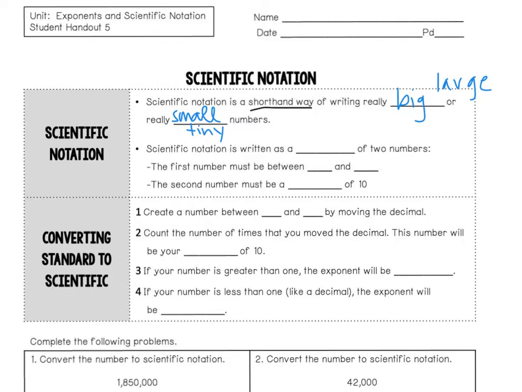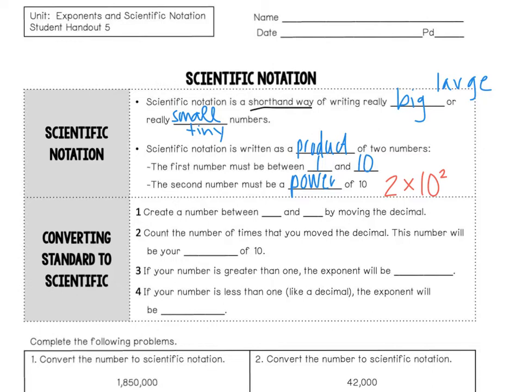Scientific notation is written as a product of two numbers. The first number must be between 1 and 10. The second number must be a power of 10. So you might see something that looks like 2 times 10 to the second power.